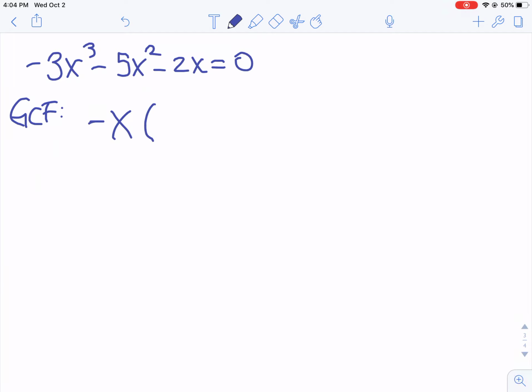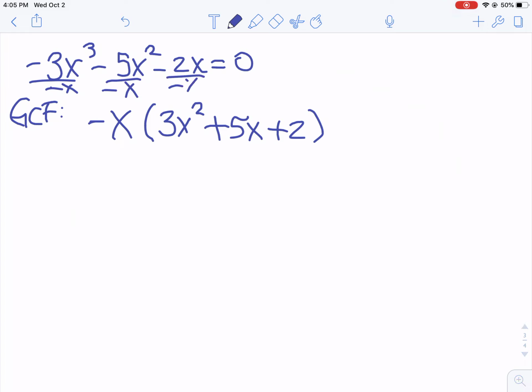That's going to allow that first term to be positive, because you can't do the AC method if that first term is negative. It has to be positive. So that leaves me with 3x squared plus 5x plus 2. All I did was divide all of these by negative x. So I got this negative x out here, and then I'm going to try to factor this inside part. I'm going to end up having to come back to this.